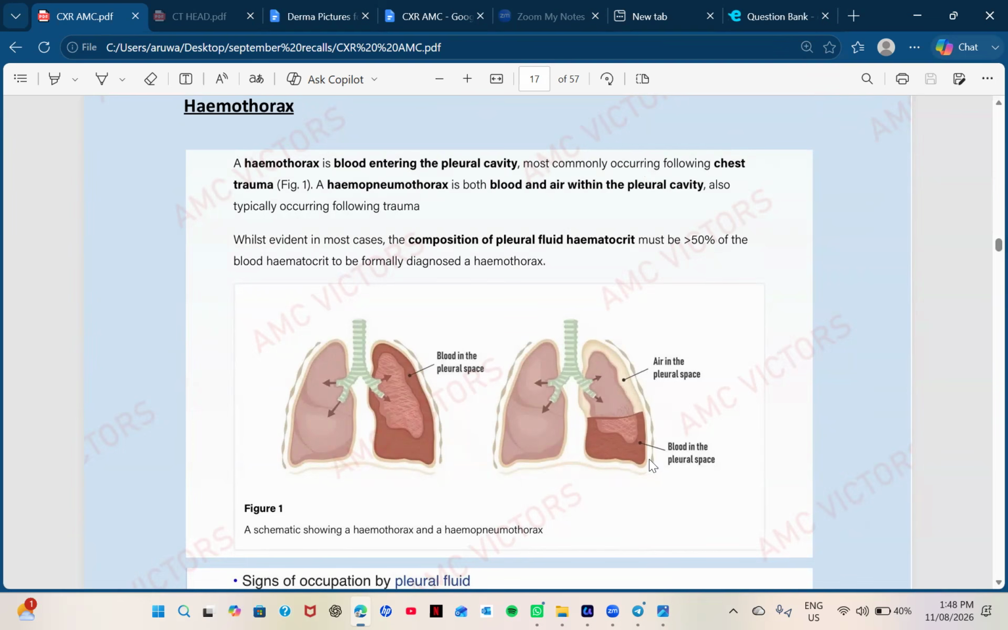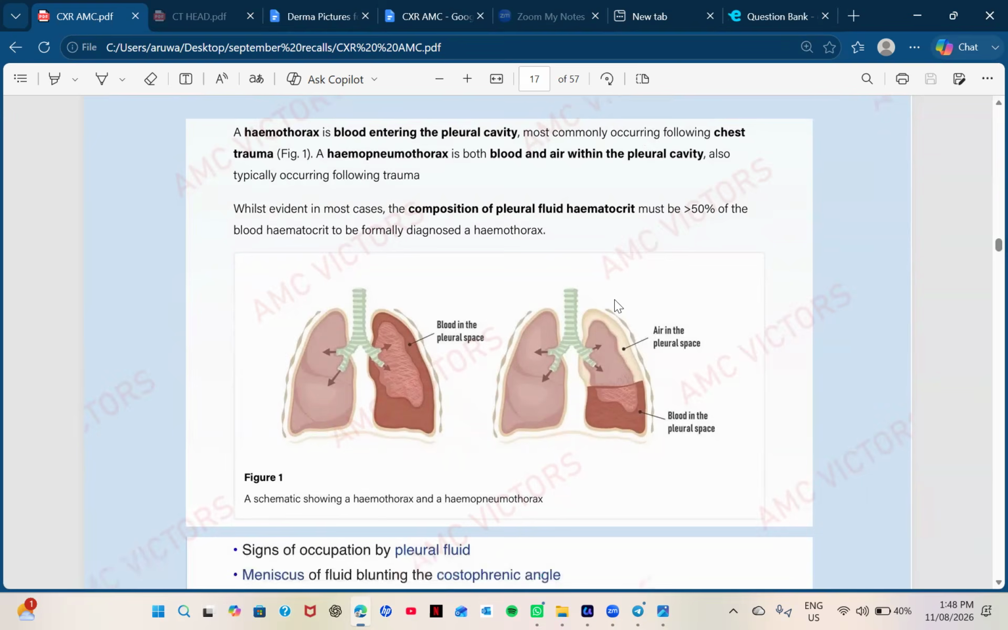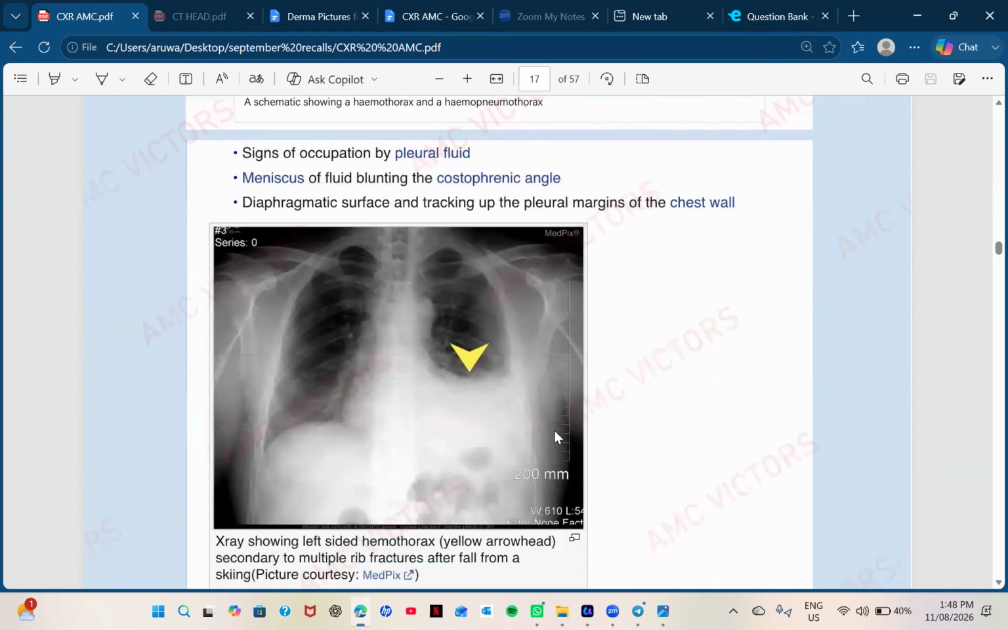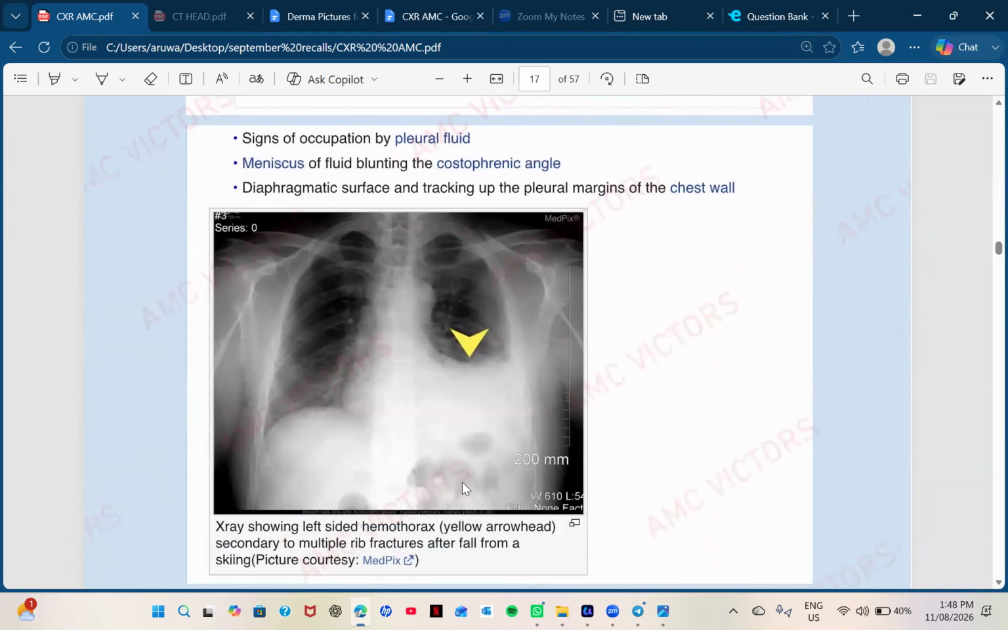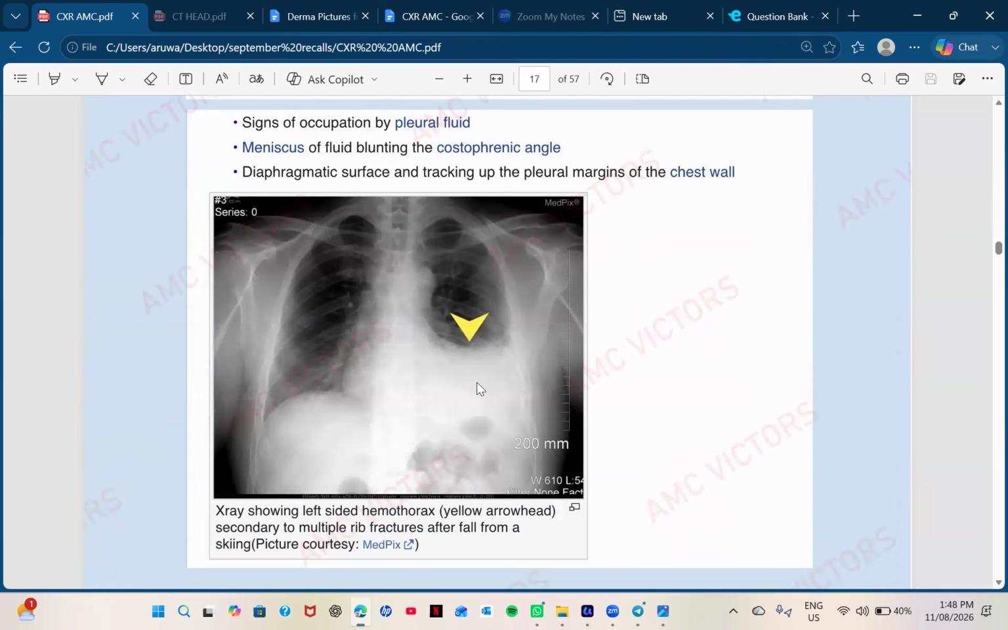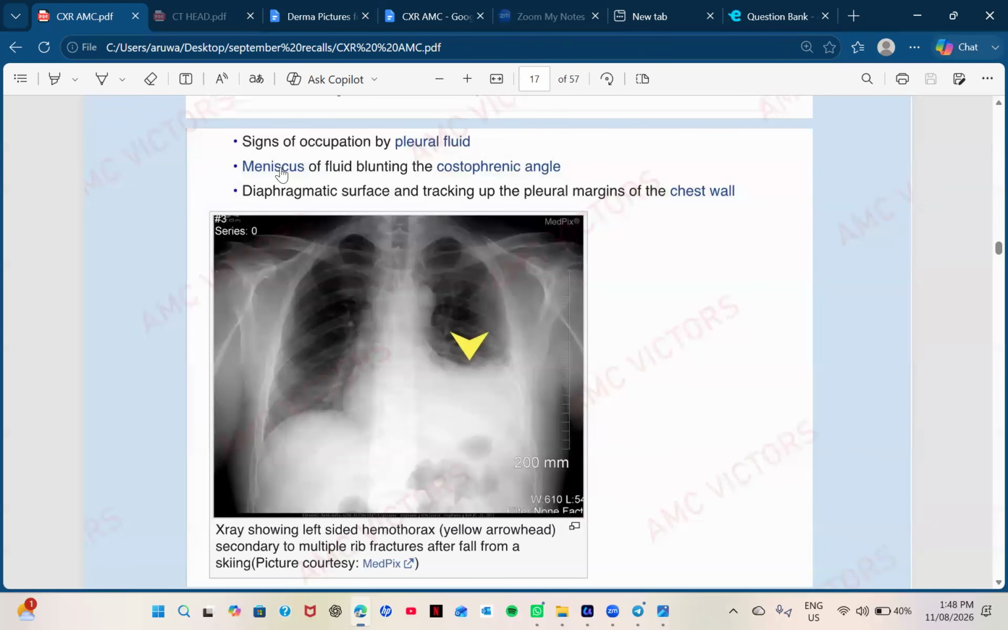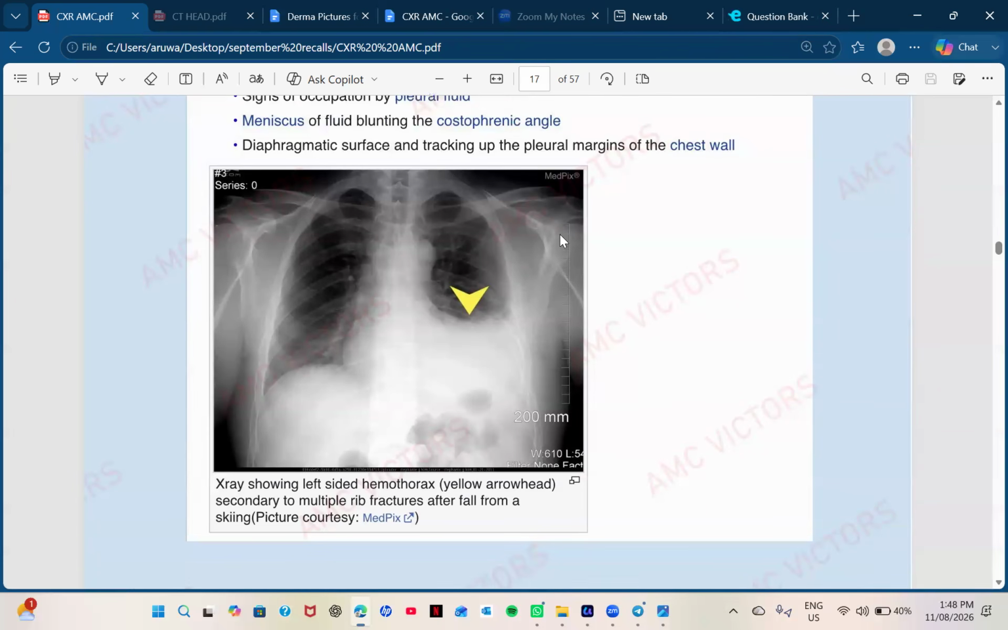Here you can see blood in the pleural space, like the picture that we just showed, right? Okay, so how does it present? You can see the meniscal sign, right? Here you can see the blood accumulation and the blunting of the costophrenic angle, or we call it the meniscus sign, right? Fluid blunts the costophrenic angle. So you can see like this.